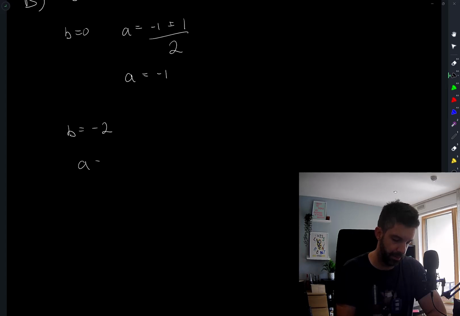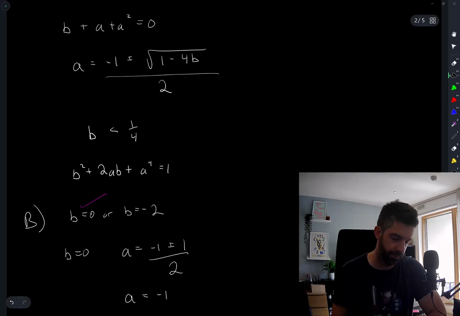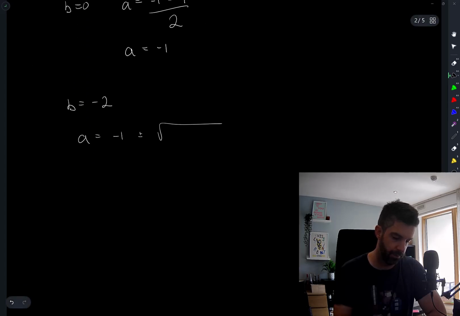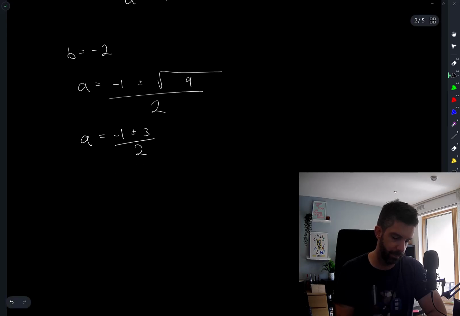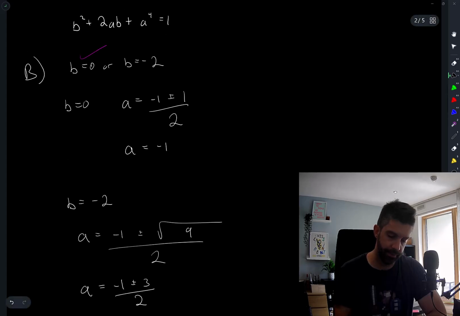So then we have a is equal to negative 1 plus or minus the square root of 1 plus 8, which is 9, divided by 2. So a is equal to negative 1 plus or minus 3 over 2. So a is equal to 1, or a is equal to negative 2. Okay, and let's test again everything here.